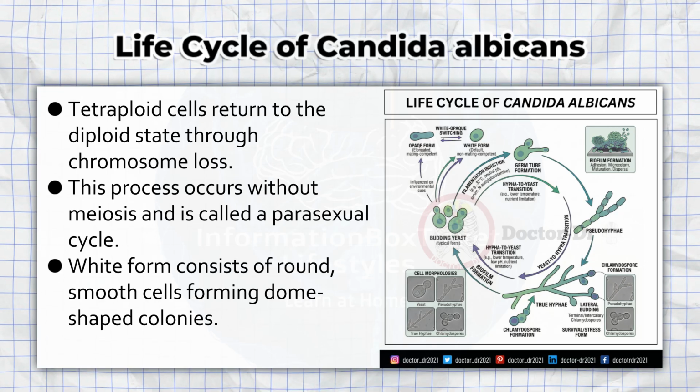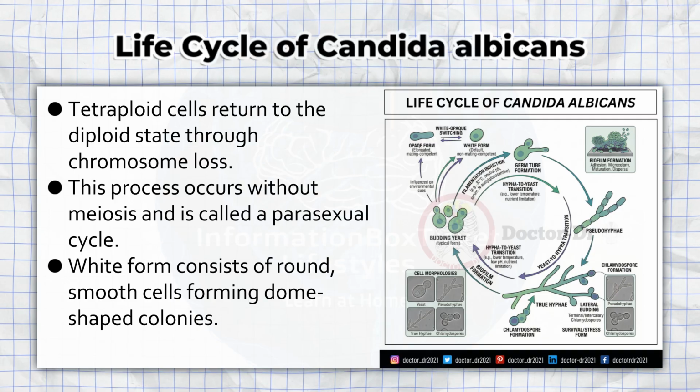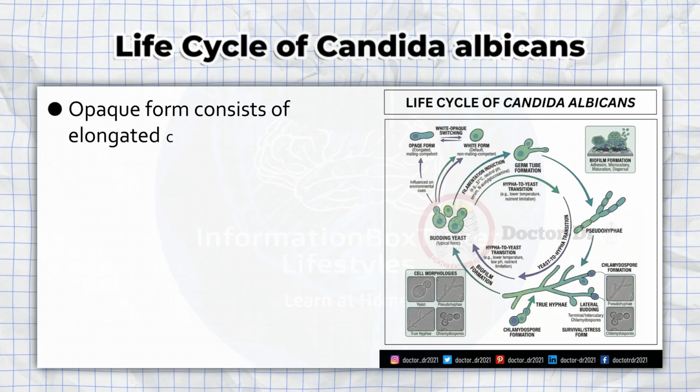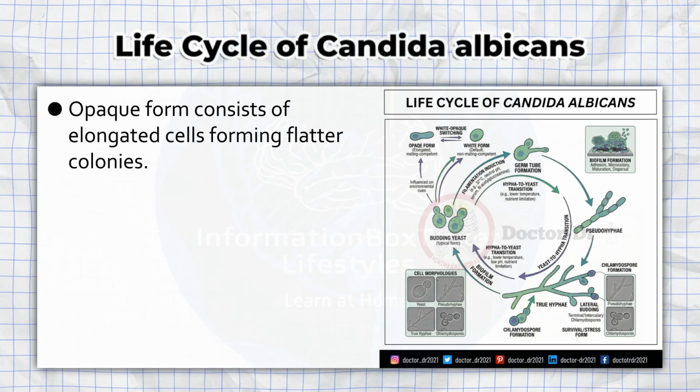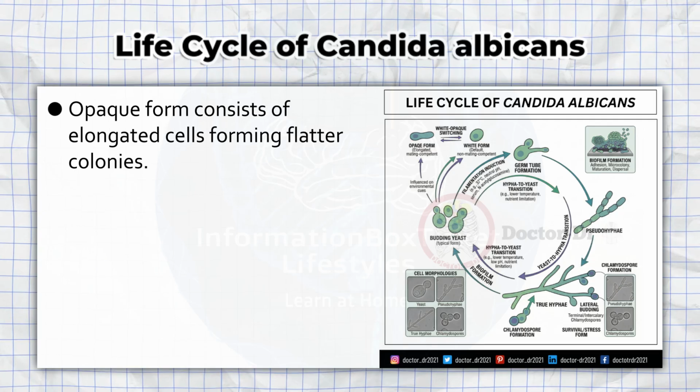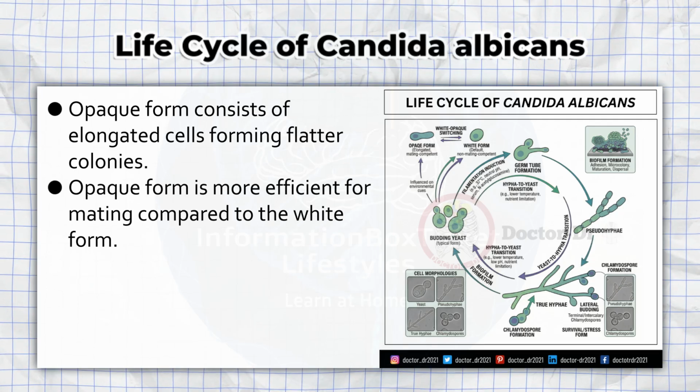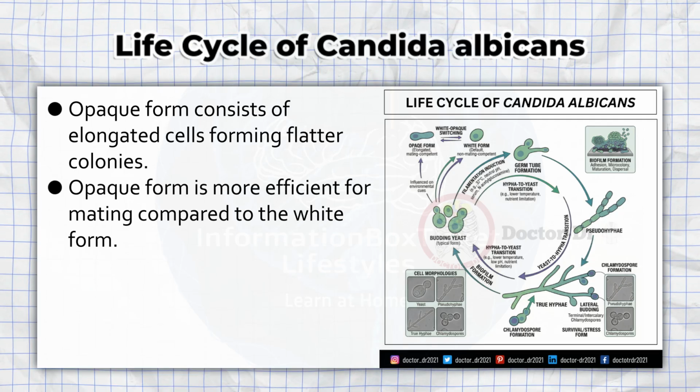White form consists of round, smooth cells forming dome-shaped colonies. Opaque form consists of elongated cells forming flatter colonies. Opaque form is more efficient for mating compared to the white form.